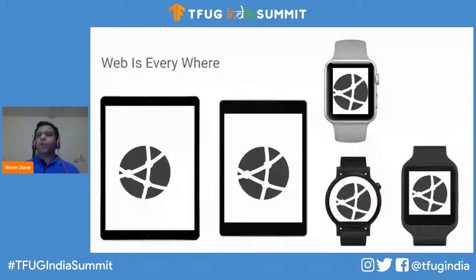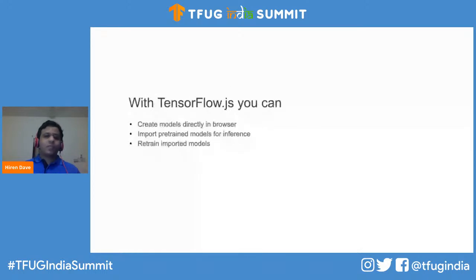Now let's understand what it offers. With TensorFlow.js, you can create models directly in the browser. You can import pre-trained models for inference, or you can retrain your imported models. When we say create, we'll see the example in some time. Creating a model directly in the browser is simple. You just open the browser, download TensorFlow JavaScript, define your model, train your model, and on the same front, make a prediction after training the model. So that's why you can create a model right in the browser.